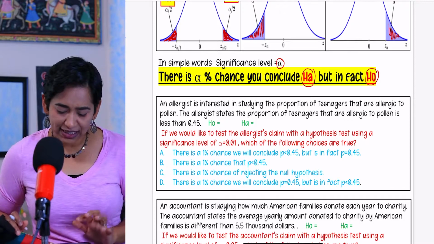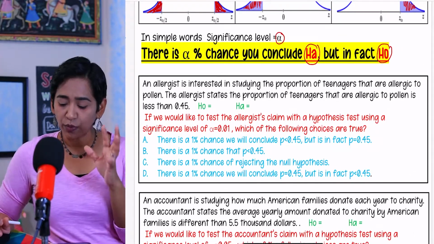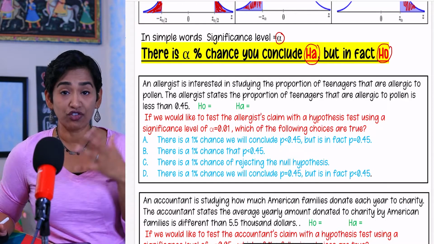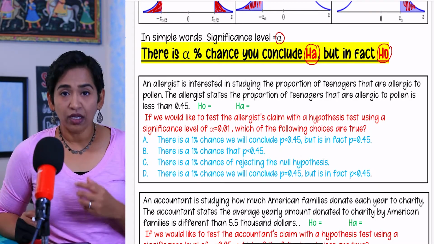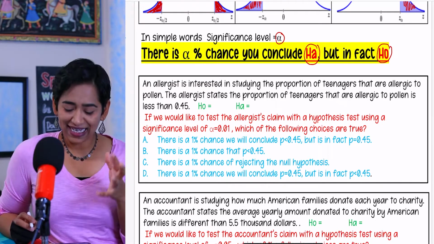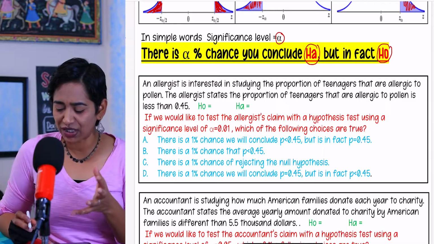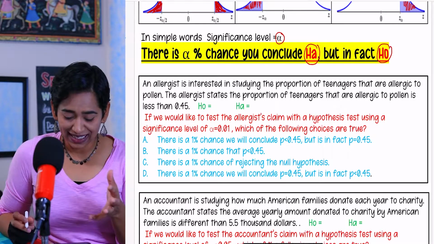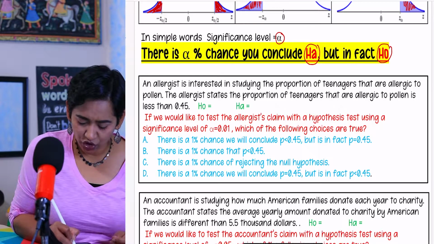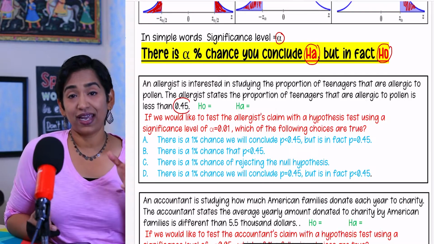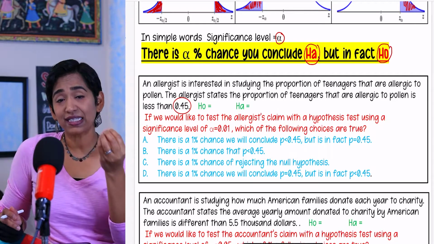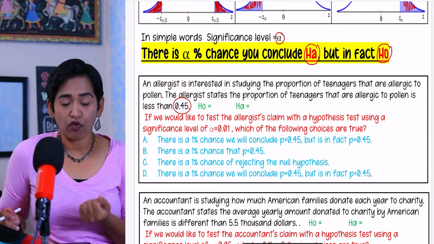An allergist is interested in studying the proportion of teenagers that are allergic to pollen. Actually, my sister does a lot of research on allergies. The allergist states the proportion of teenagers that are allergic to pollen is less than 0.45. So this is what the allergist is stating. So the allergist is saying, the teenagers that are allergic to pollen is less than 45%, 0.45.